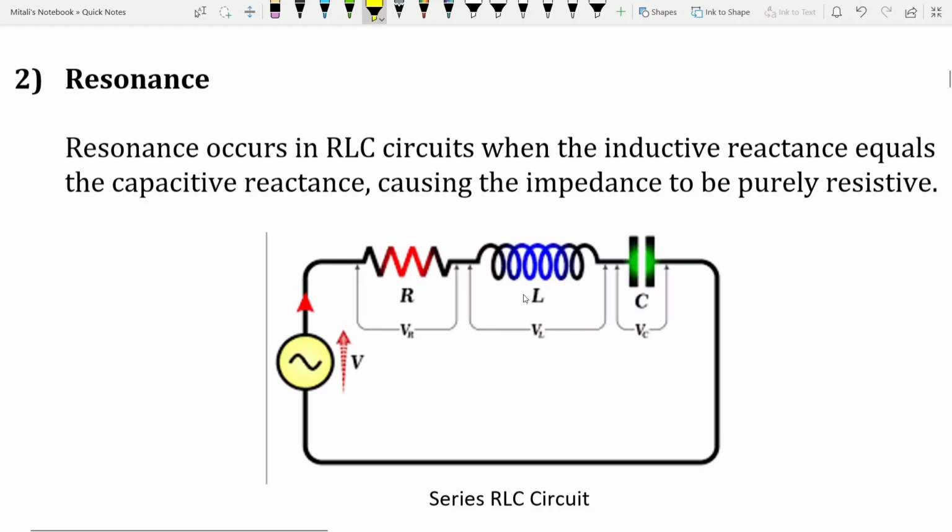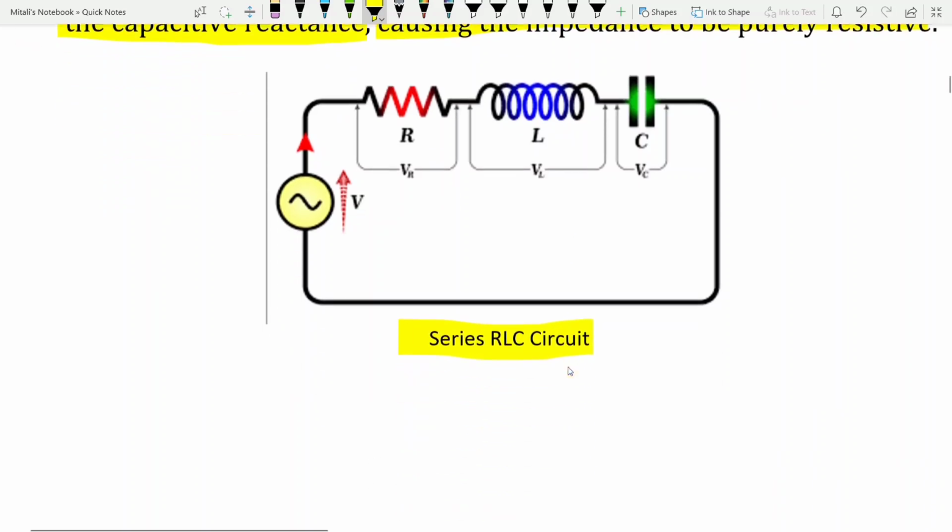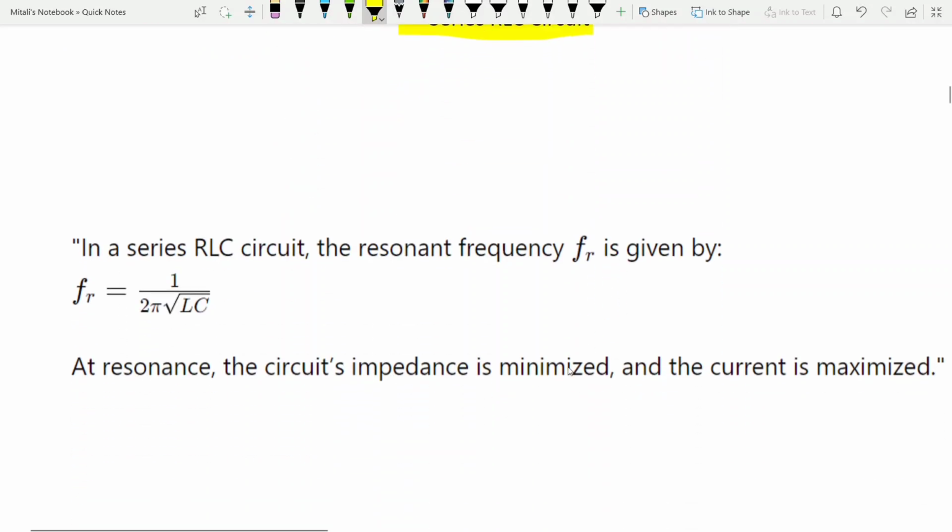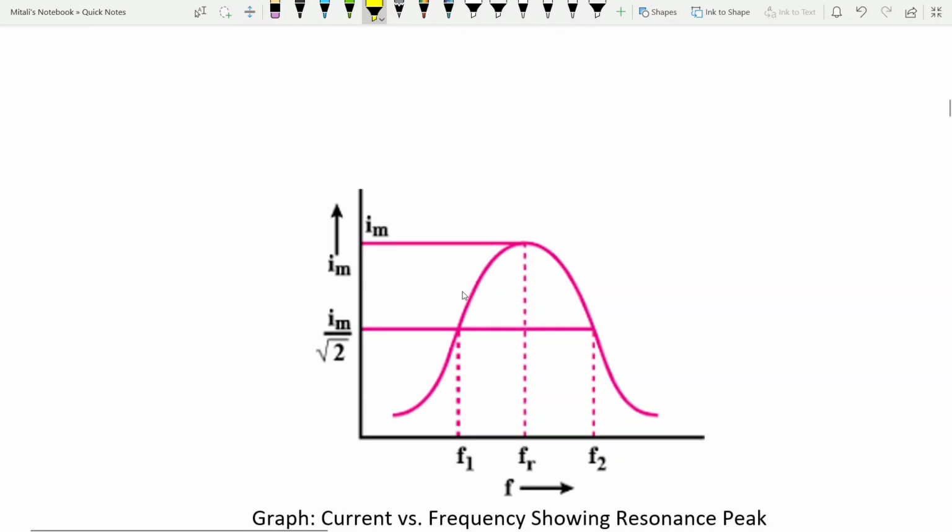Now let's look at resonance in AC circuits. Resonance occurs in an RLC circuit when the inductive reactance equals the capacitive reactance, causing the impedance to be purely resistive. We can see the diagram of a series RLC circuit. In a series RLC circuit, the resonance frequency fr is given by fr equals 1 upon 2 pi under root LC. At resonance, the circuit's impedance is minimized and the current is maximized.